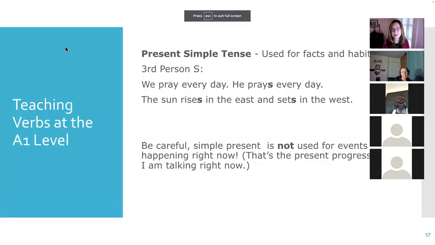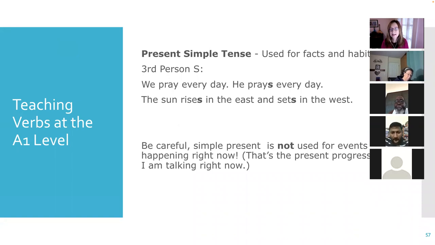We are going to be talking again about teaching verbs at the beginning level and go a little bit more in depth with the present simple tense and showing you how we can teach these verbs using Bible verses. So the present simple tense, or sometimes we call it the simple present tense, is the verb tense that we use in English for facts and habits, things that are routines that we do all the time, and things that are always true, like facts.